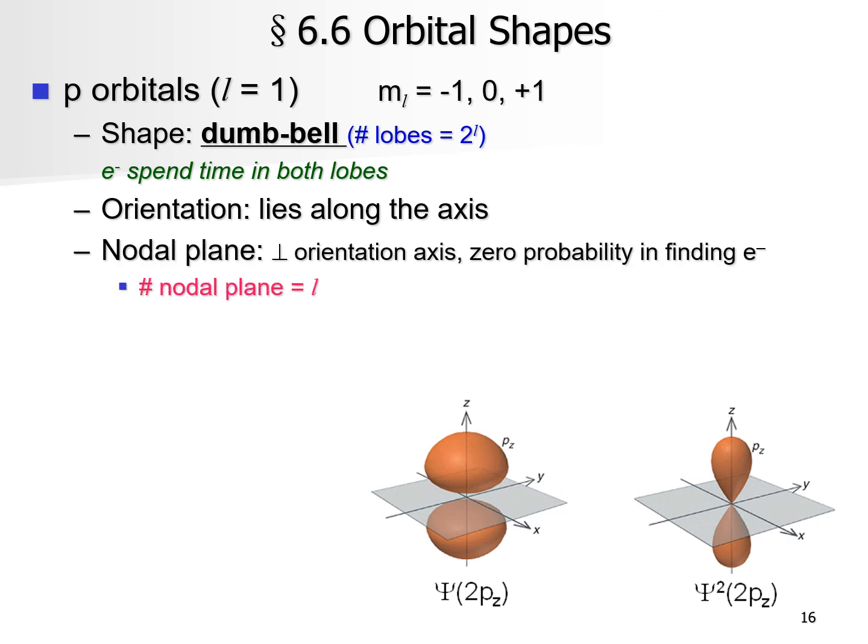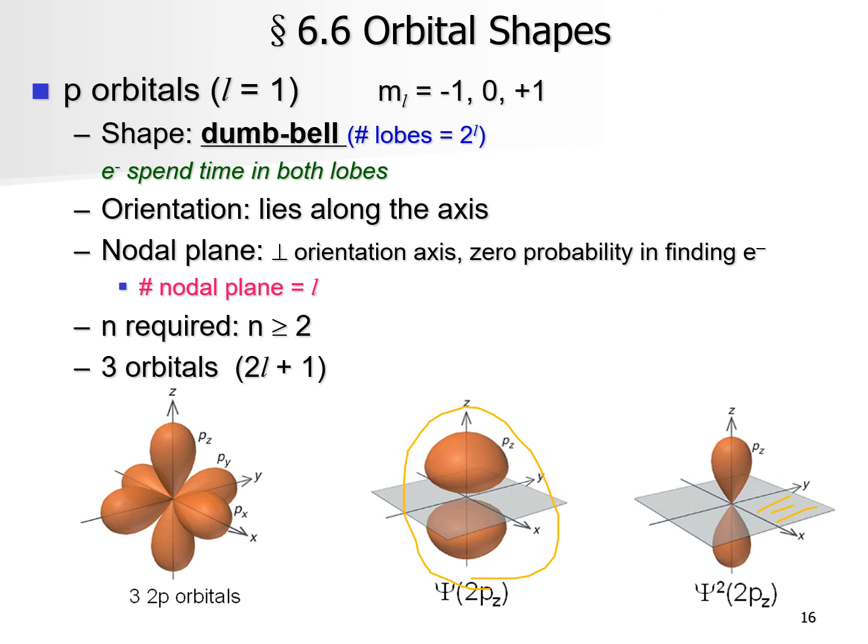As for orientation, those dumbbells lie along the axes. Why two lobes? Because there is a nodal plane, as you can see right here. It would look much better if you look at this picture right here. It is just like a watermelon that's been cut in half, right in the middle. That cut can be considered the nodal plane. Nodal plane, just like the spherical node we discussed before, is a place where we cannot find any electron.